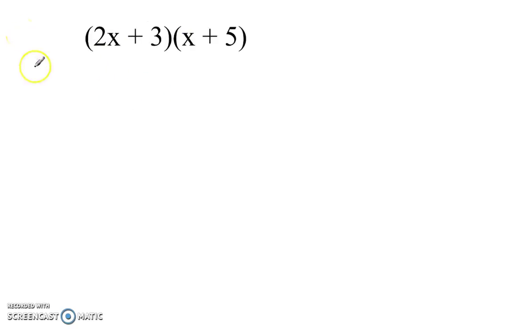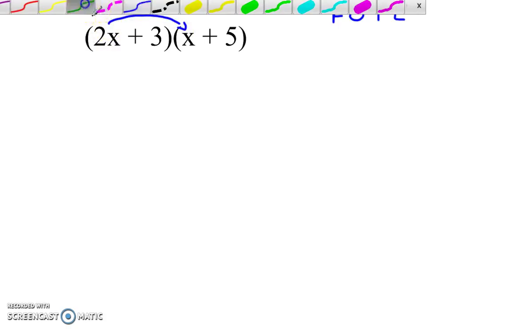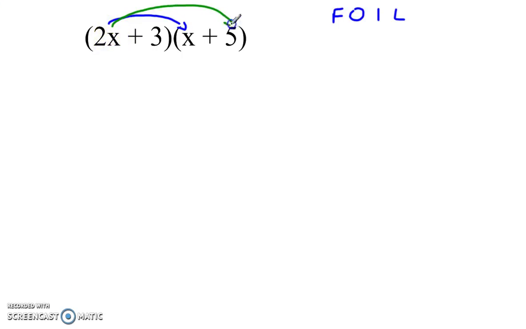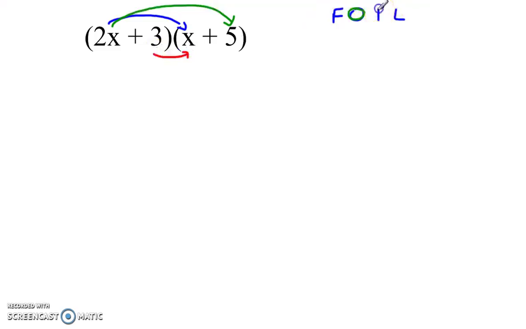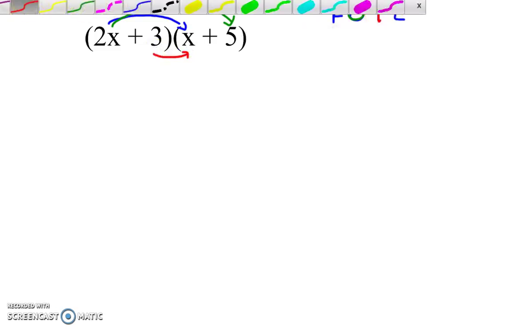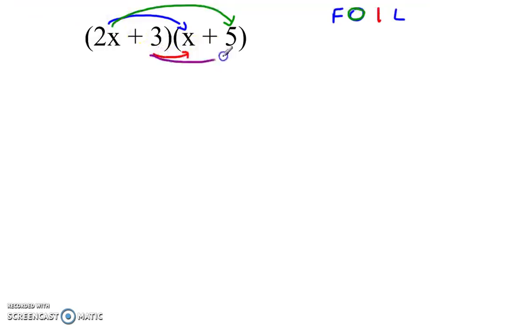Alright, now if you're multiplying two binomials, you could do the distributive property. They call this the FOIL method. F-O-I-L, that's first, outside, inside, last. So you would multiply the first terms like this. Then you would multiply the outside terms like this. Then you would multiply the inside terms. And then you would multiply the last terms.